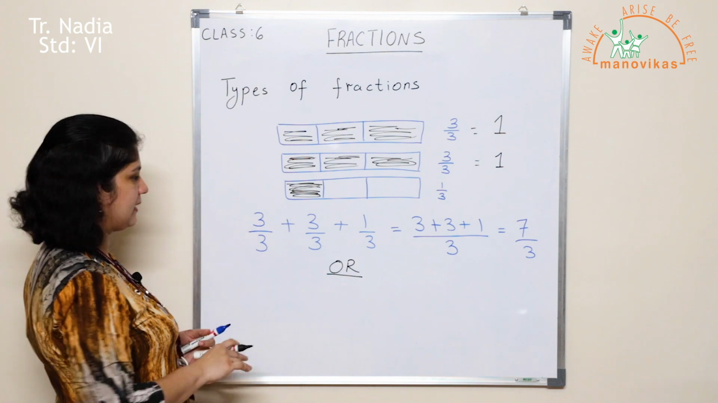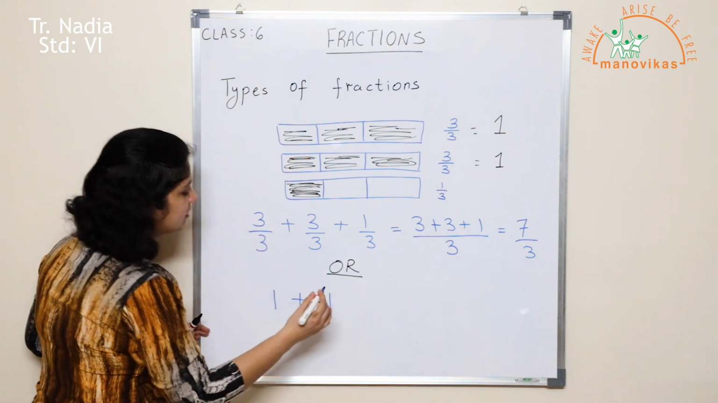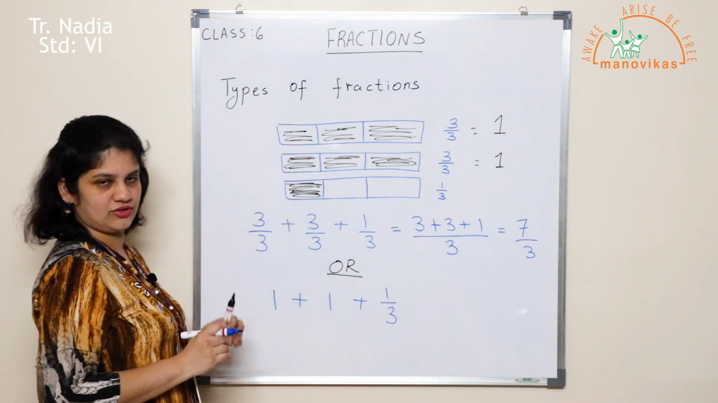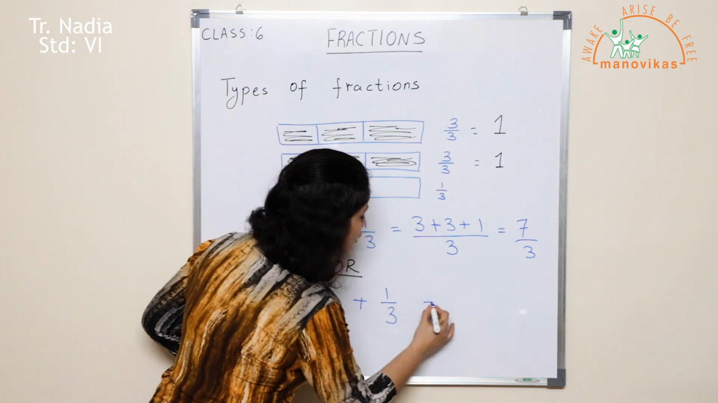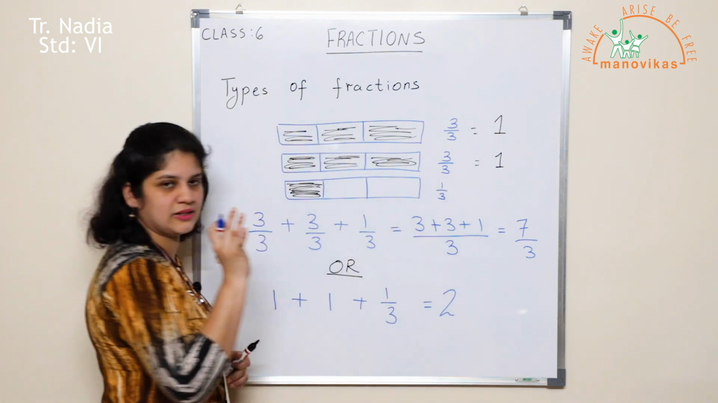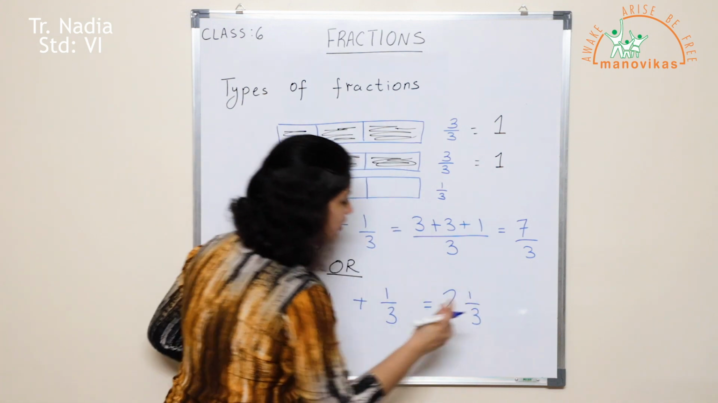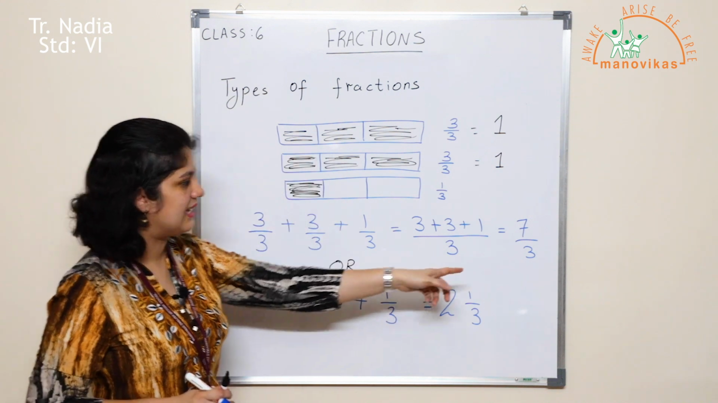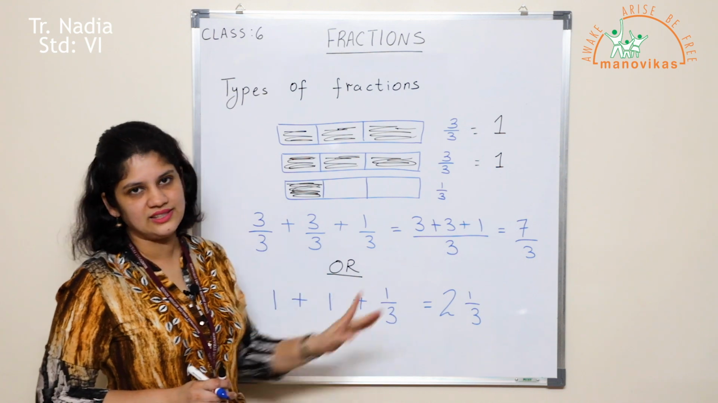The other way of expressing would be one full strip plus one more full strip plus 1/3 of the third strip. So one whole plus one more whole will make 2. So I have 2 full strips shaded plus 1/3. So it becomes 2 and a 1/3. So if I want to say how much of the strips are shaded, I can either say 7 upon 3 is shaded or I can say 2 and a 1/3 is shaded.